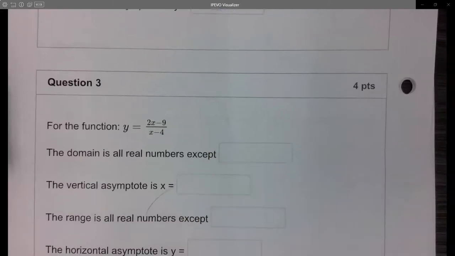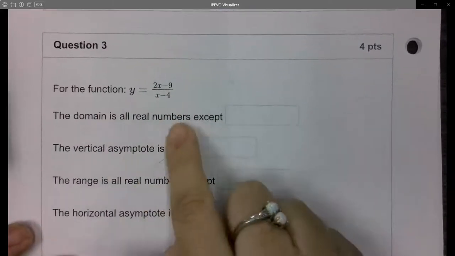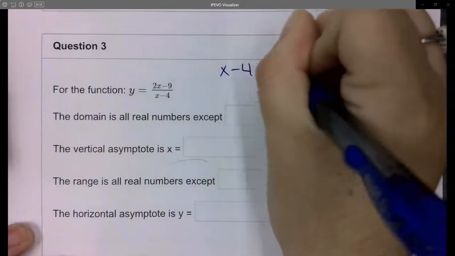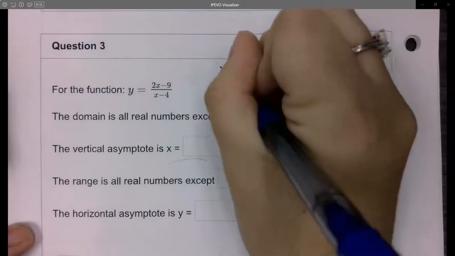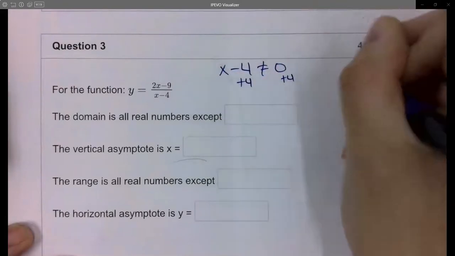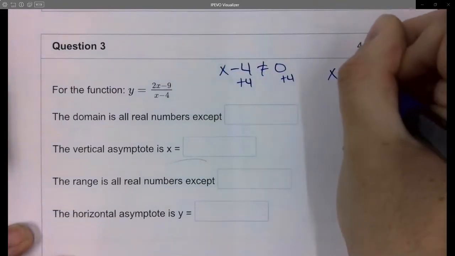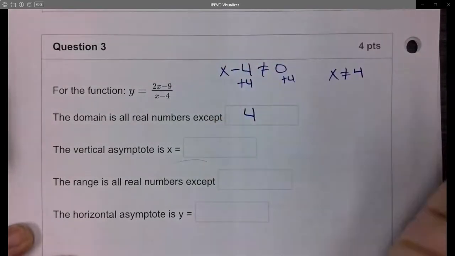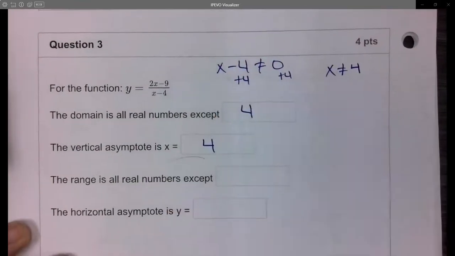When I don't have a number at the end, my domain is still, I'm going to take the denominator and set this equal to 0, not equal to 0. And then I would add 4 to both sides. This gets me x doesn't equal 4. So my domain is all real numbers except for 4. The vertical asymptote is x equals 4.